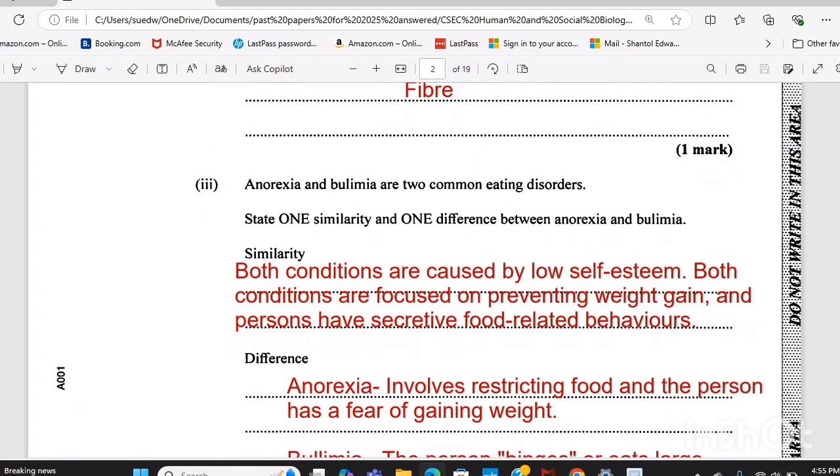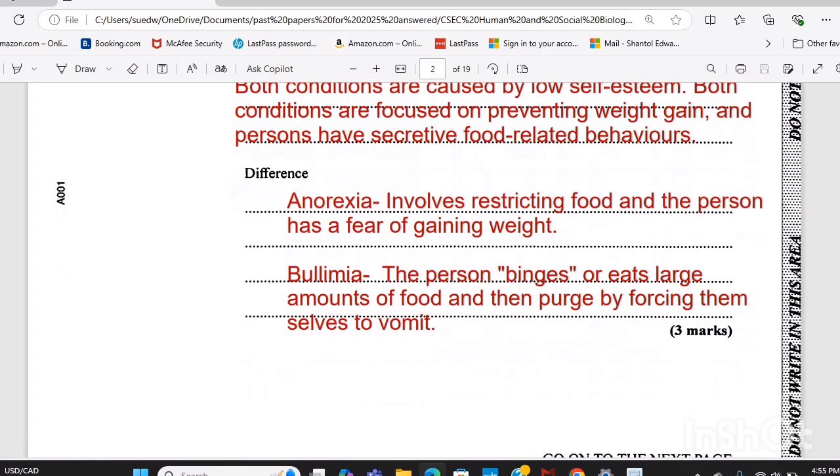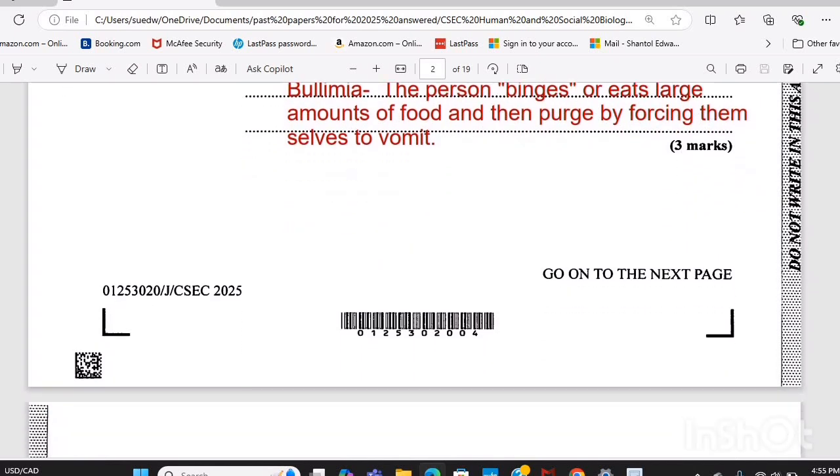Now, let's look at the difference between them. Anorexia involves restricting food, and the person has a fear of gaining weight. Bulimia, on the other hand, the person does what we call binges, or eats large amounts of food, and then they purge by forcing themselves to vomit. So with anorexia, they do not want to eat, right? But with bulimia, they eat, but then they vomit or regurgitate the food by force. So that would be the main difference between anorexia and bulimia. And that would give you your 3 marks.